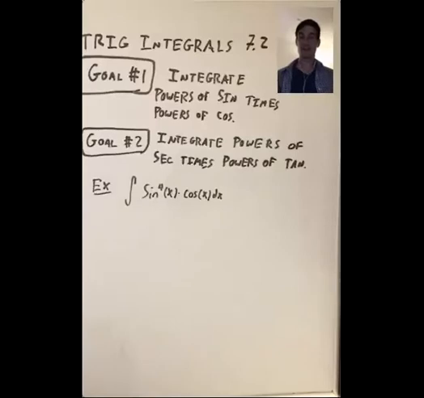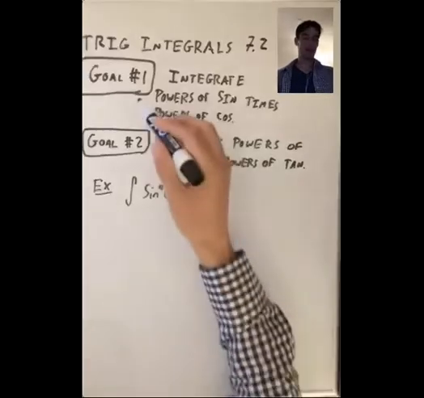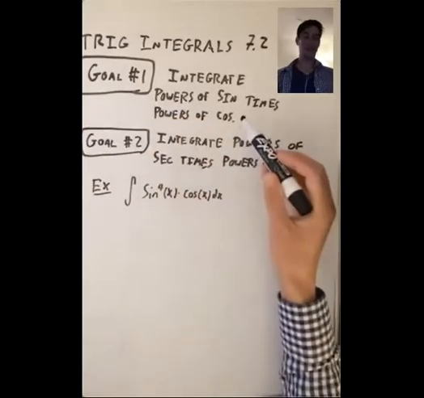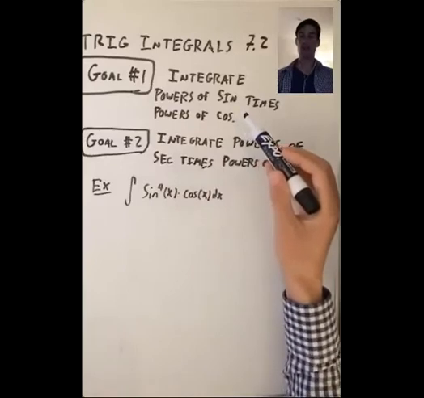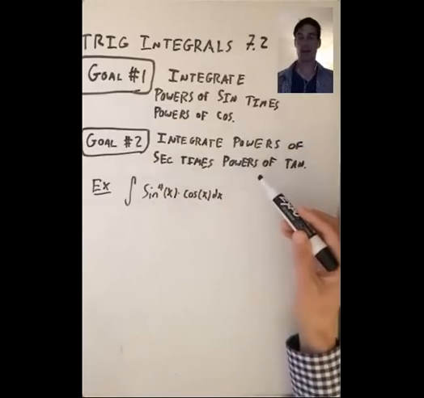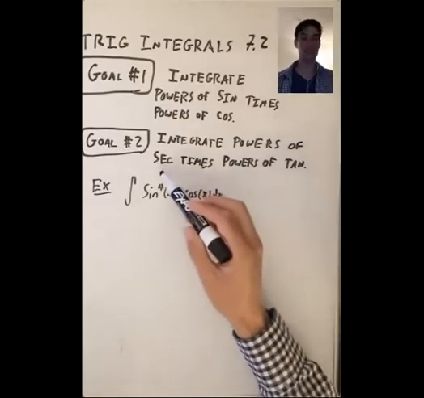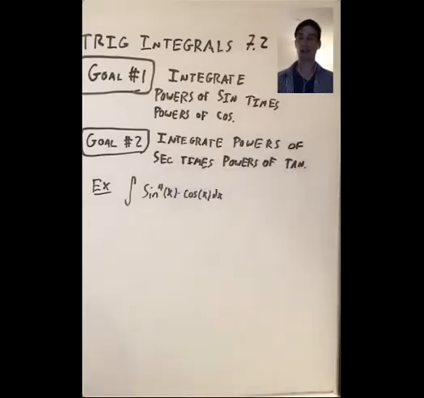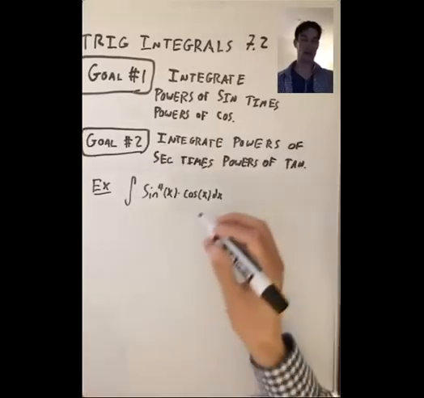In this series of videos, I want to talk about section 7.2 of Stewart's book, Trigonometric Integrals. We have two very concrete goals for this section. The first goal is going to be the focus of the first two videos, that is to integrate powers of sine times powers of cosine. The second goal, which we'll come back to in the later videos, is to integrate powers of secant times powers of tangent. So I'll start with an example that we already know how to do.